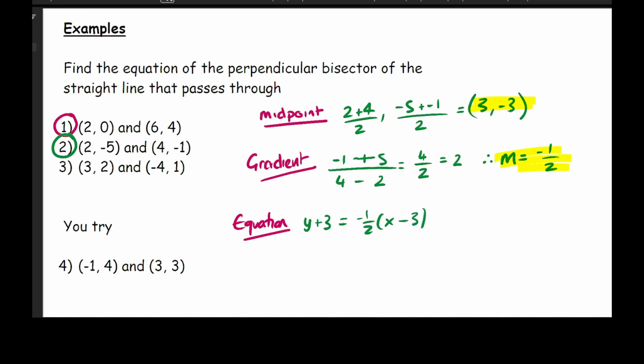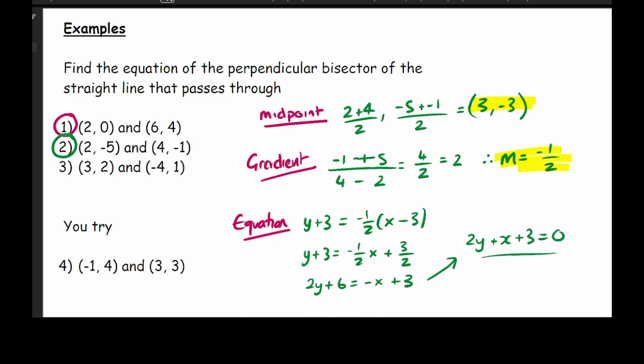And then it's a case of what you then do with this. So we'll expand the bracket. So we get minus a half x plus 3 over 2. Now at this stage, what you could do, if you're not comfortable working with fractions, is multiply by 2. So I get 2y plus 6 equals minus x plus 3. And then just neaten it all up. So I get 2y plus x, and that's going to be plus 3 equals 0.